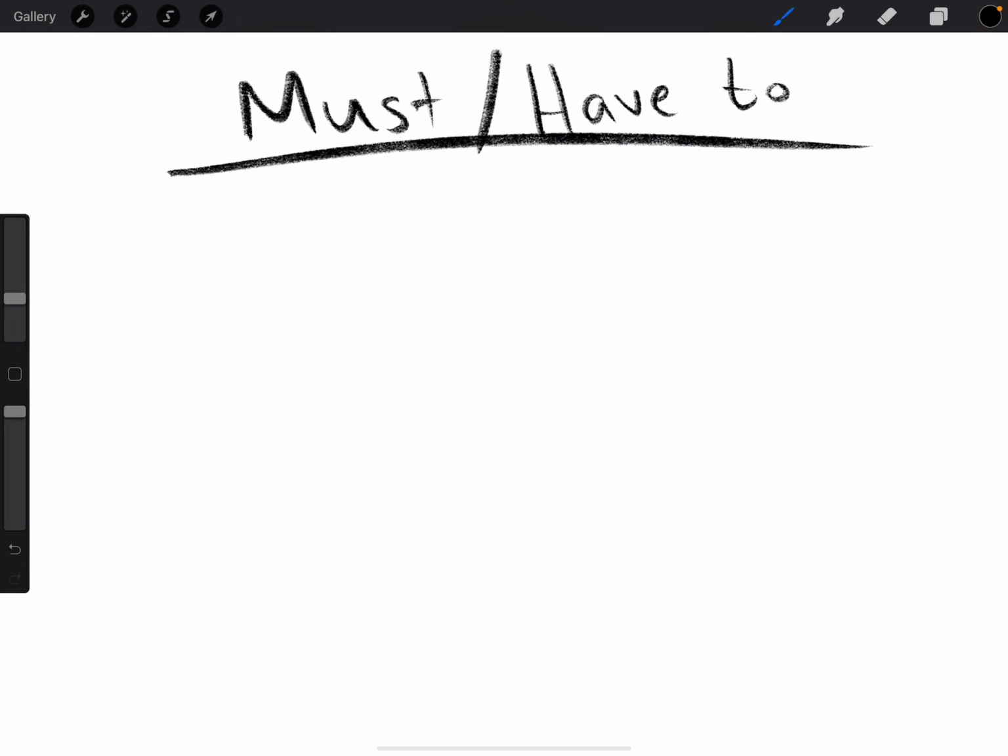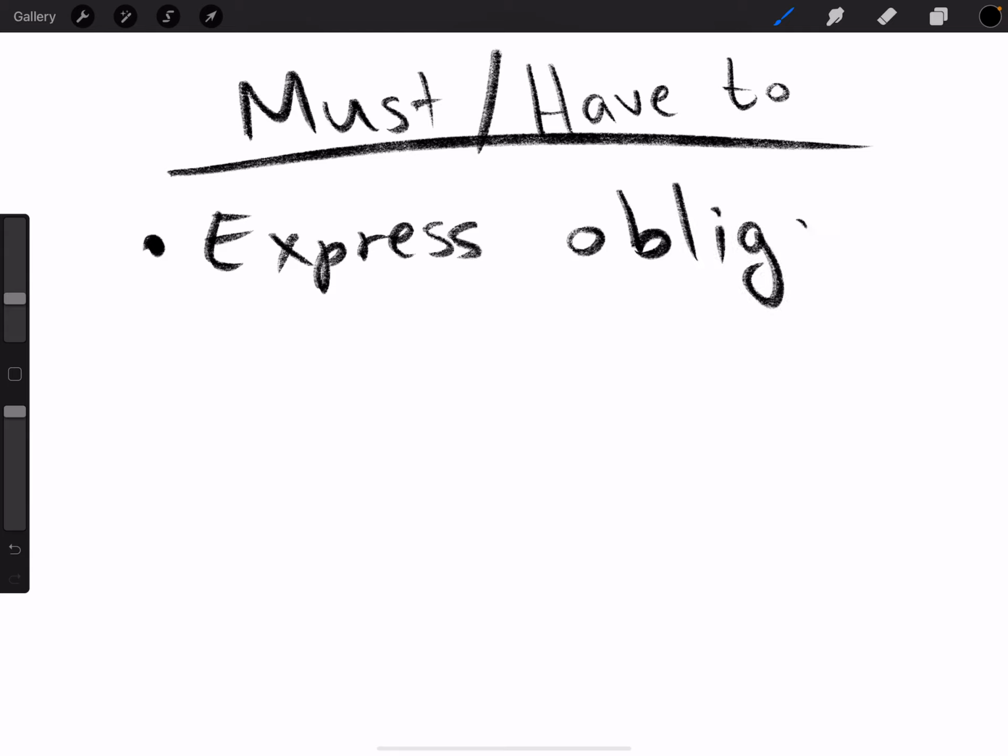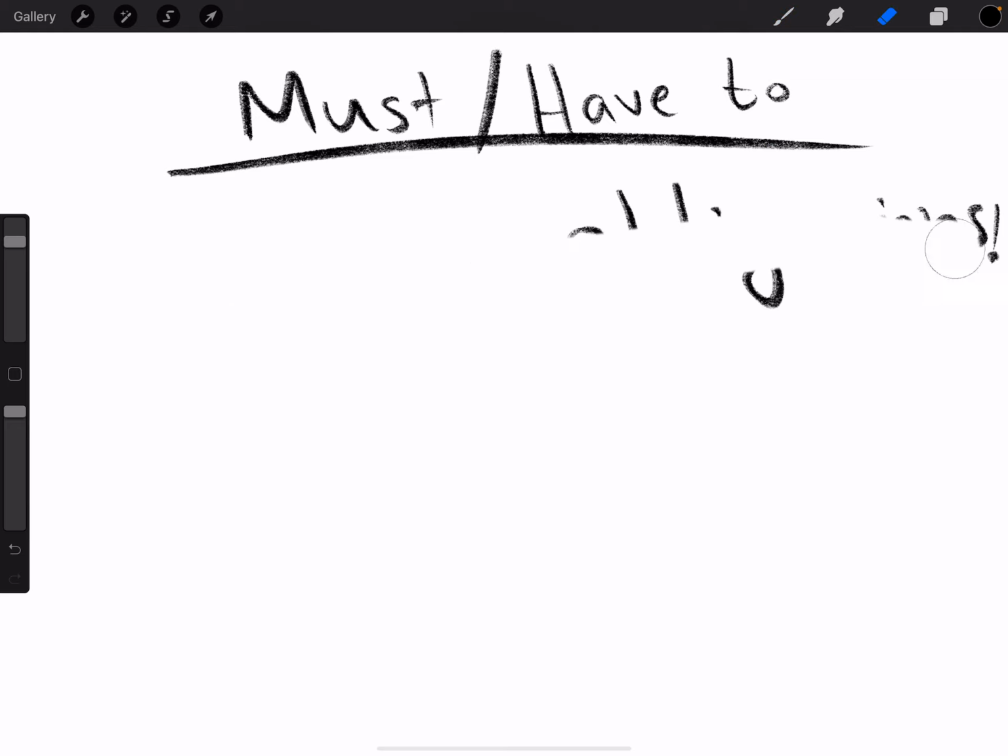Hi guys, today we're going to talk about how to use must and have to. Now these are very special verbs because they help us express obligations. Okay, so how do I use it? Let's go ahead and look at the structure.